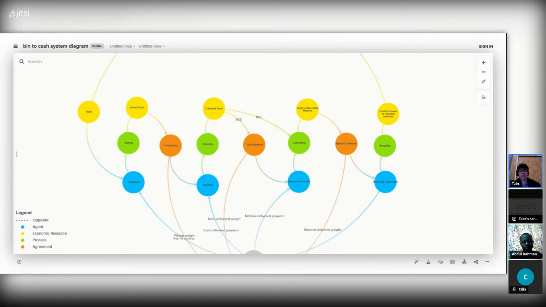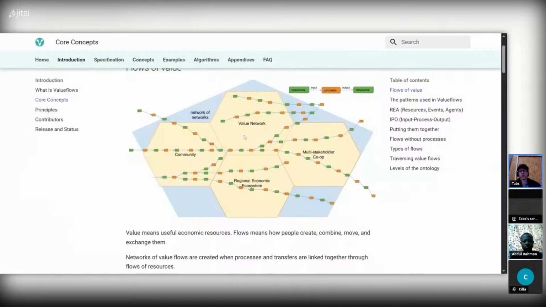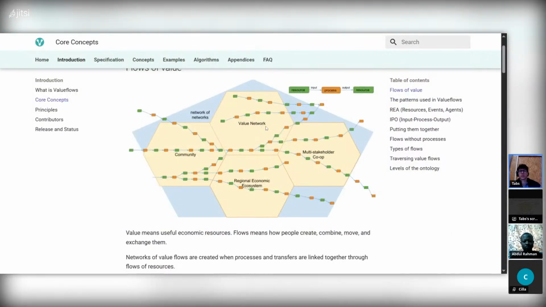Ah, yeah, it's here. So this is what we're doing. This resource gets input to a process, produces another resource. Oh, I forgot to share screen, sorry. Resource, input into a process, output to another resource.